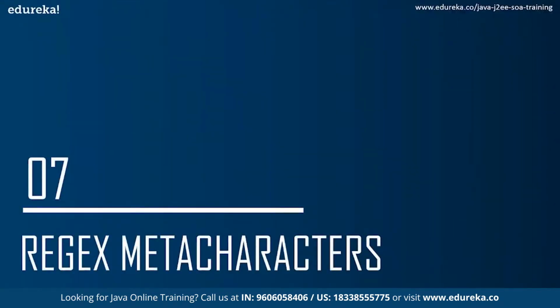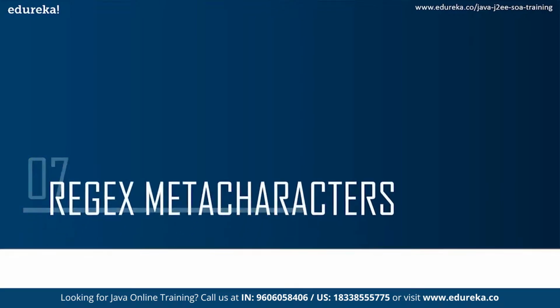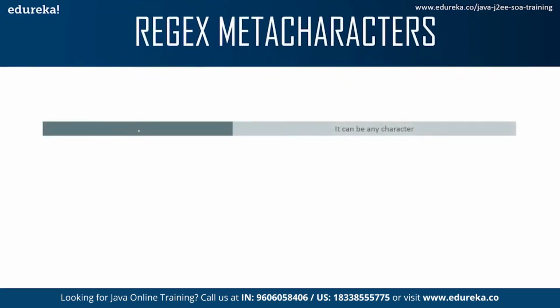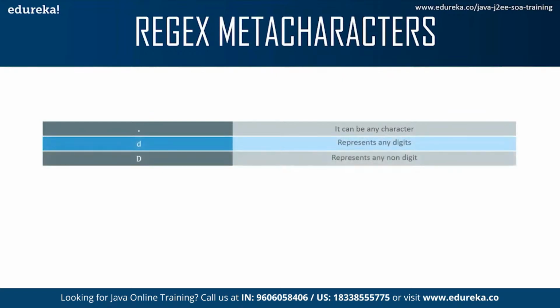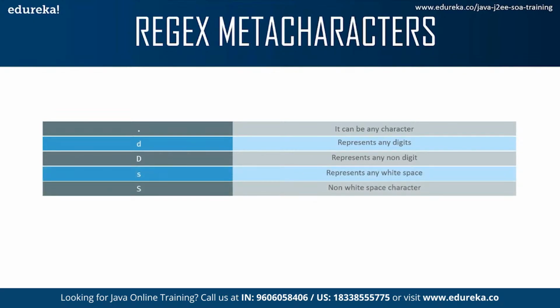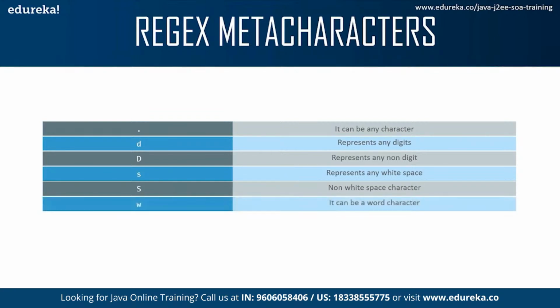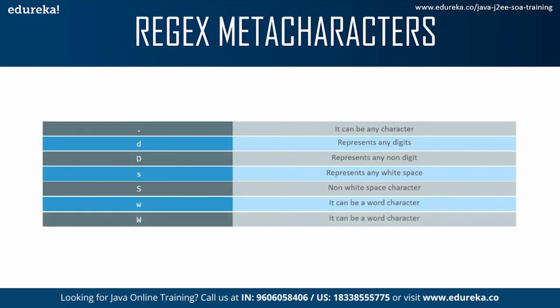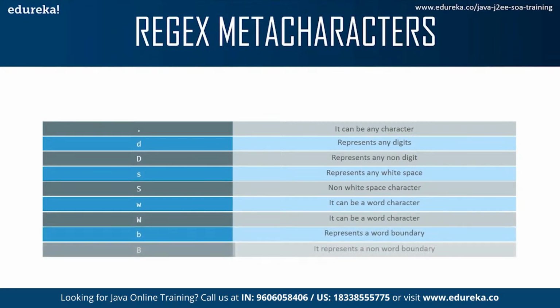The last category on the list is regex metacharacters. The regular expression metacharacters work as shortcodes. Dot implies it can be any character. Lowercase d implies a digit. Capital D implies a non-digit. Lowercase s represents any white space, and capital S represents a non-white space character. Lowercase w can be a word character and capital W can be a non-word character. Lowercase b can represent a boundary and capital B represents a non-word boundary.